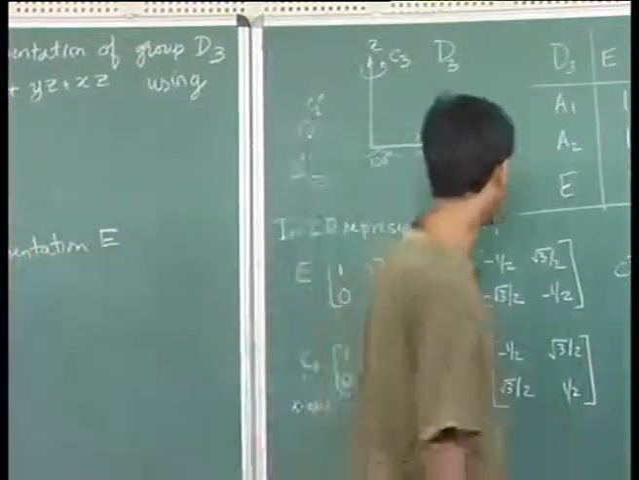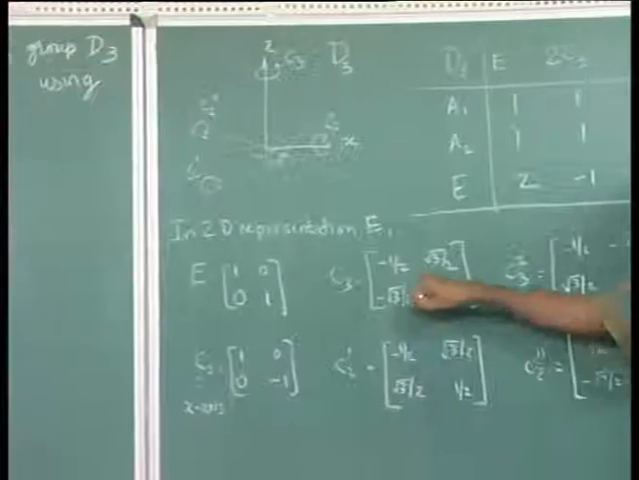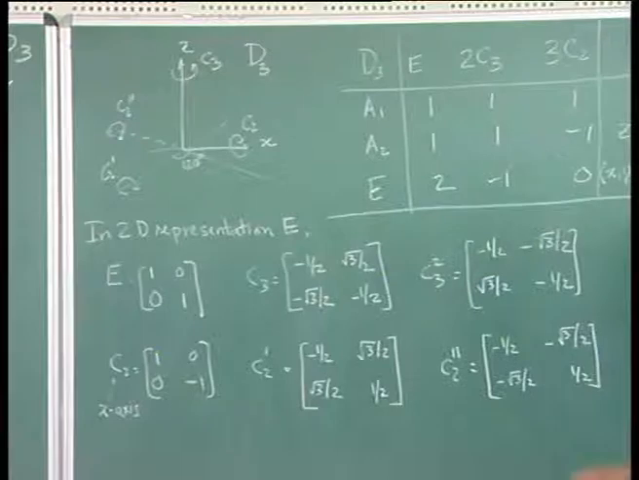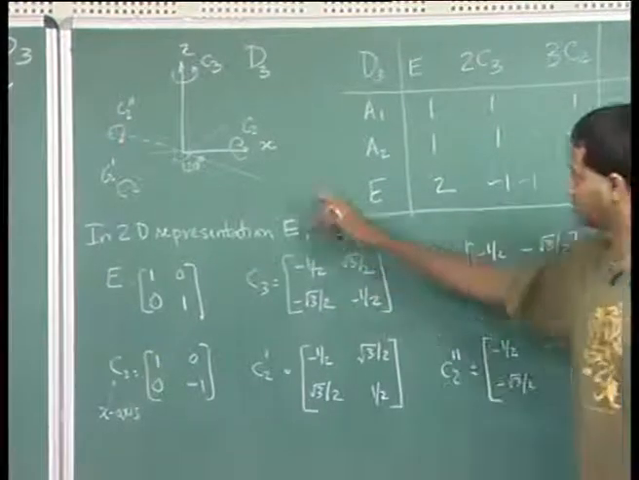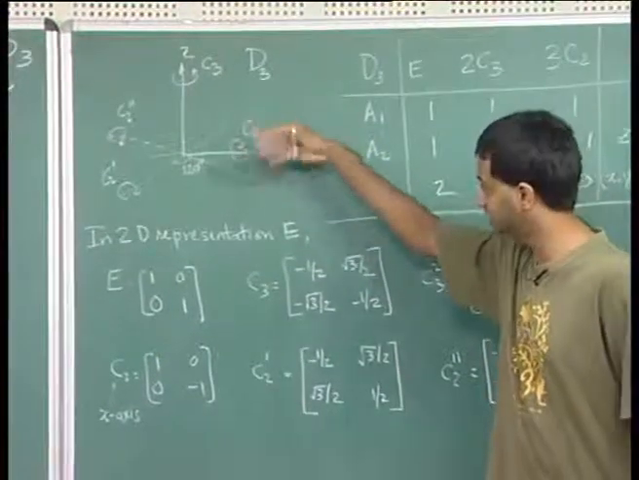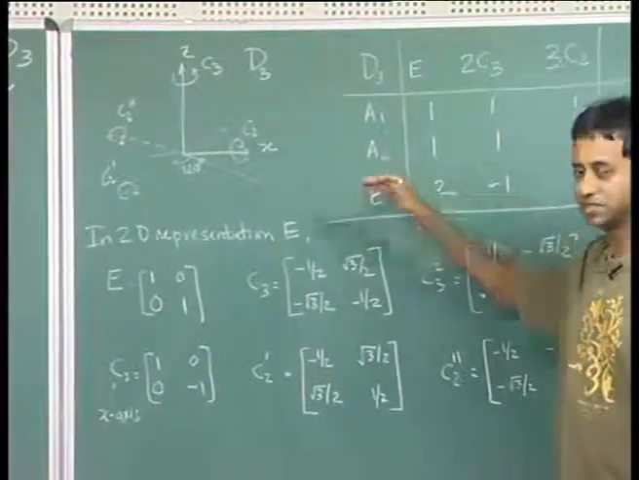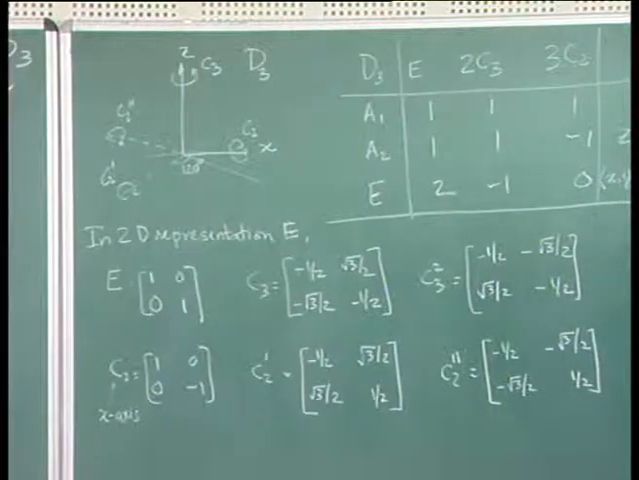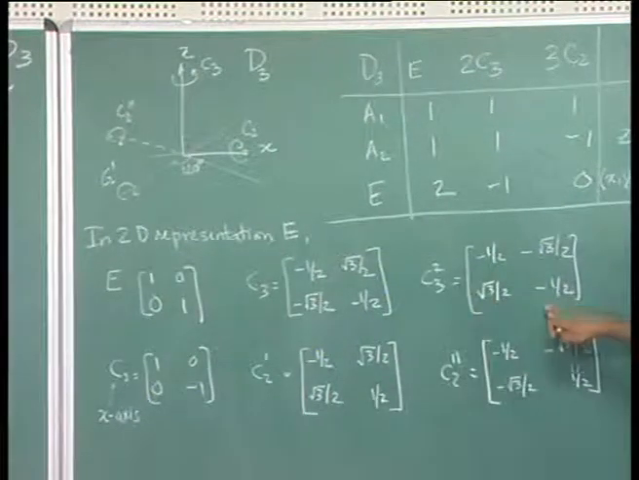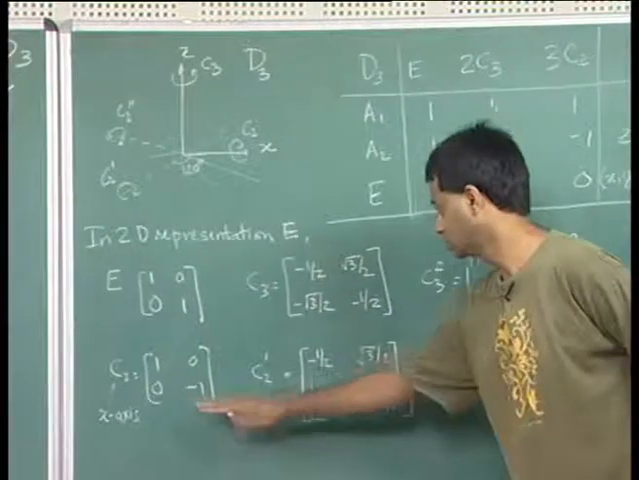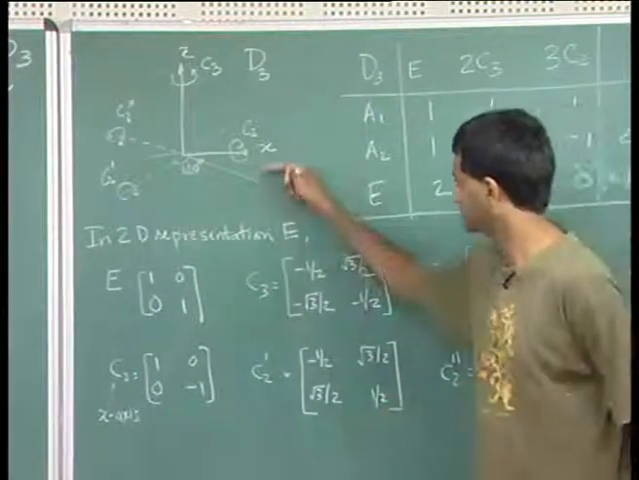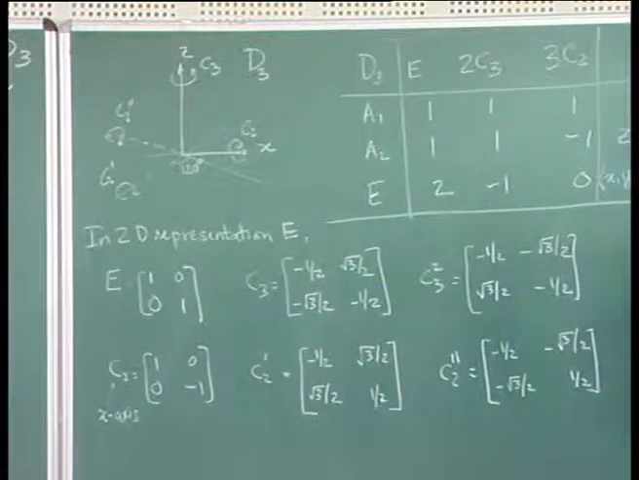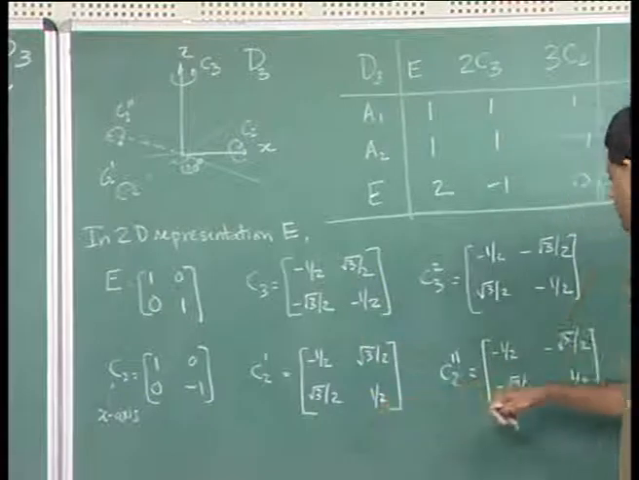Then you can work out C3. C3 will have this representation, minus half, minus half. You can work this out by actually calculating the matrix elements in the 3D representation and then breaking up the 3D representation into a 2-dimensional and a 1-dimensional representation. So you can work out C3, C3 square, C2, C2 prime. C2 is along the x axis, so we can work this out. So C2, C2 prime and C2 double prime.